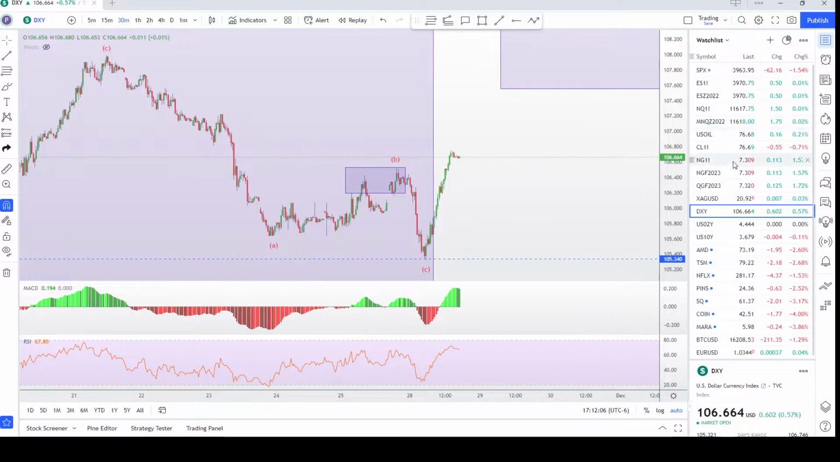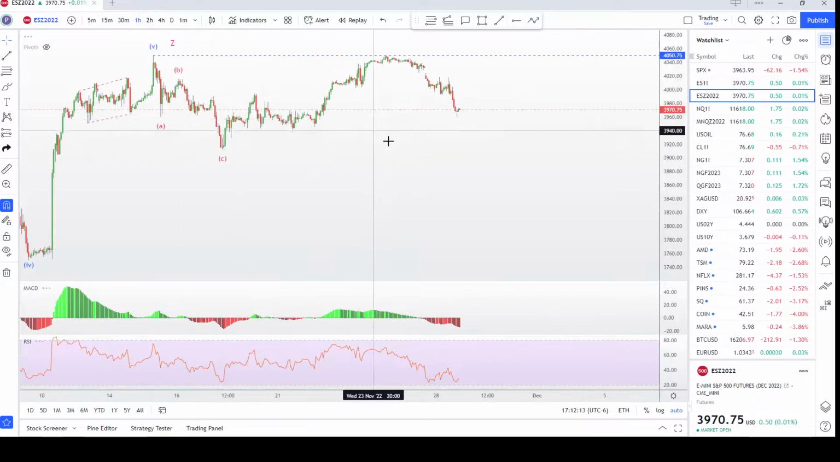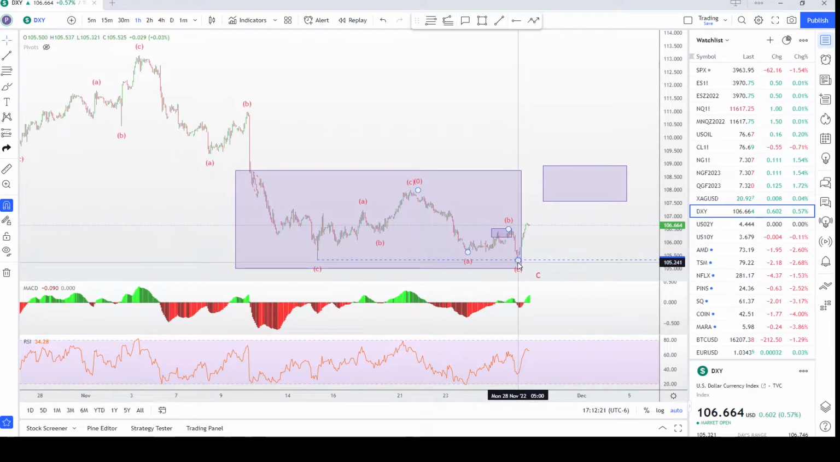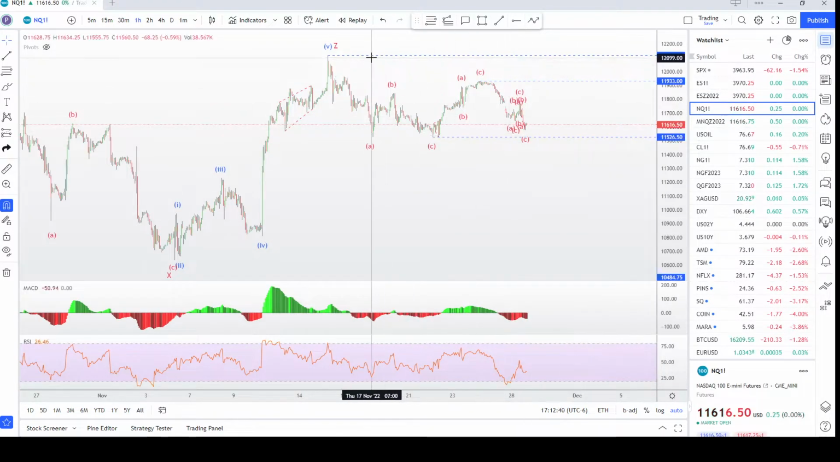Now we're going to look at the S&P. I was expecting that when the dollar would finish its correction, meaning finish this last C to give us the descending diagonal, it would break the low and then reverse up, and that would coincide with the S&P breaking this top, or if we look at the Nasdaq, it would break that top. Well, obviously that didn't happen.